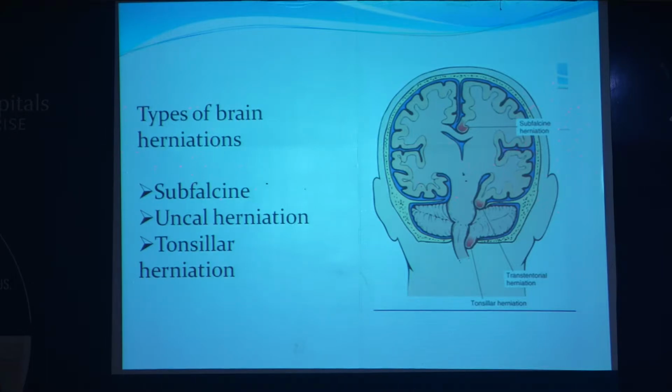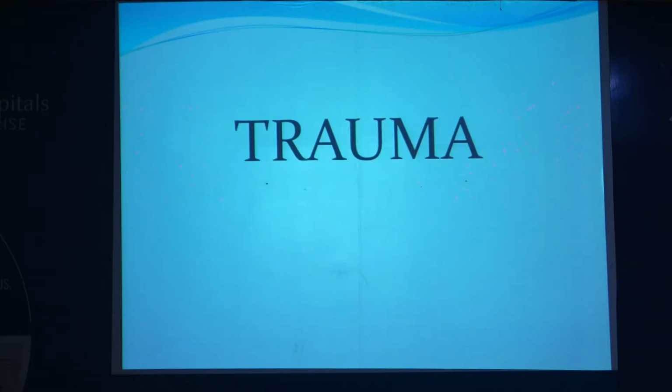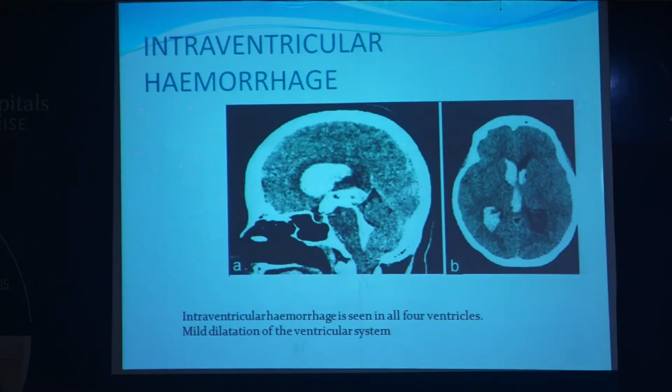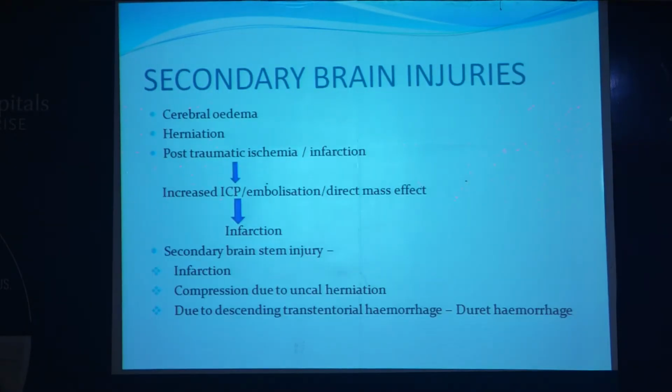Common types of brain herniation are the subfalcine herniation, which is associated with the midline shift. Then there is an uncal herniation, where the medial temporal lobe is herniated inferiorly. This will have a mass effect on the brain stem. And then a tonsillar herniation, where there is inferior displacement of the cerebellar tonsils through the foramen magnum, which can again cause a mass effect on the brainstem and spinal cord. Trauma will be dealt with as another topic, as I'm not going into any details.